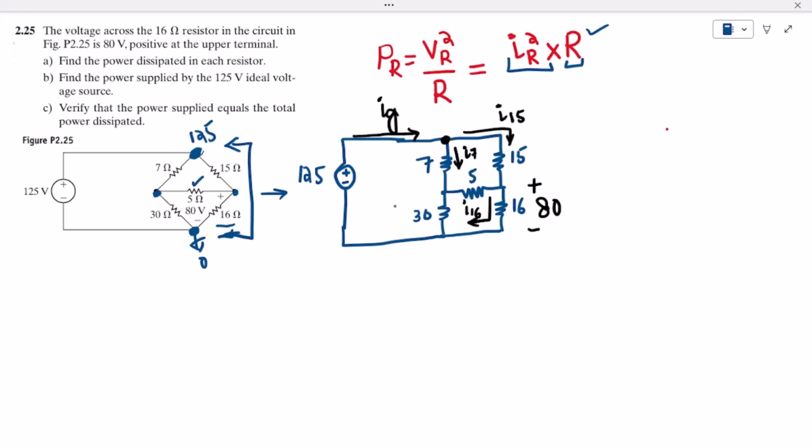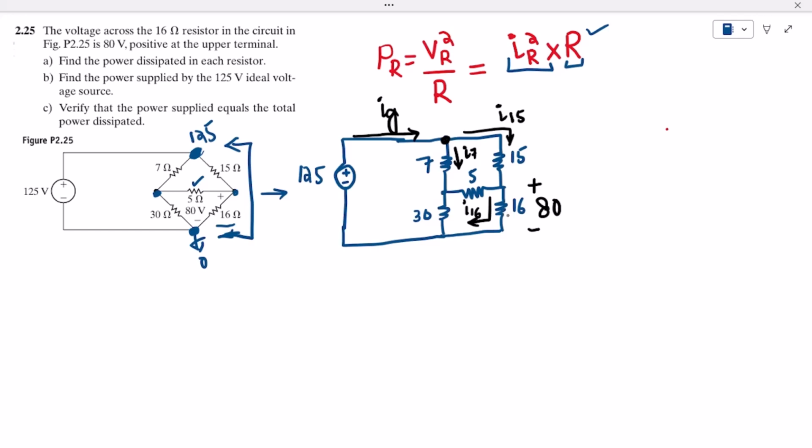Okay, and by going through all of this we will find out the values of I_R from this circuit, and then we will apply this formula. So let us first find out this I16, because with each of the passive elements we have three quantities interrelated.